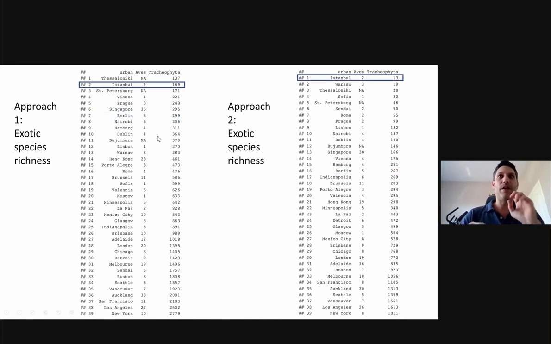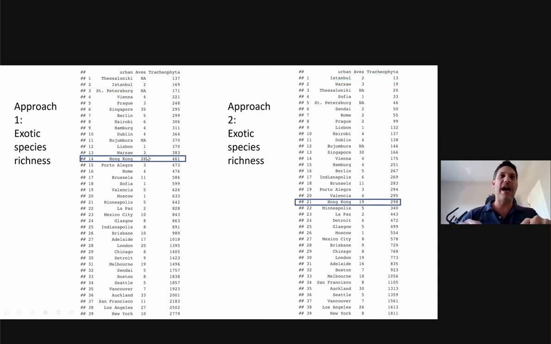If we look at Istanbul, we can see that we have 2 invasive exotic bird species and 169 exotic plants, but we can see we have many more exotic plants over here when we look at... it's blocking me. Much fewer, excuse me, my window is blocked. Many fewer plants when we look at our more conservative approach.